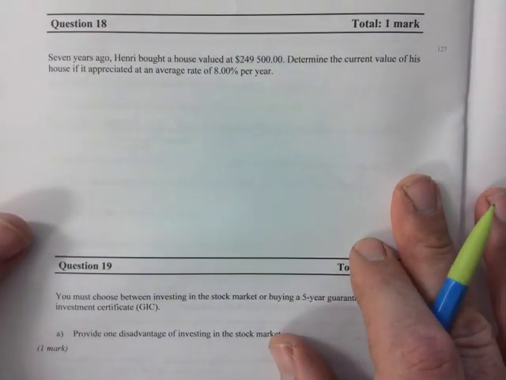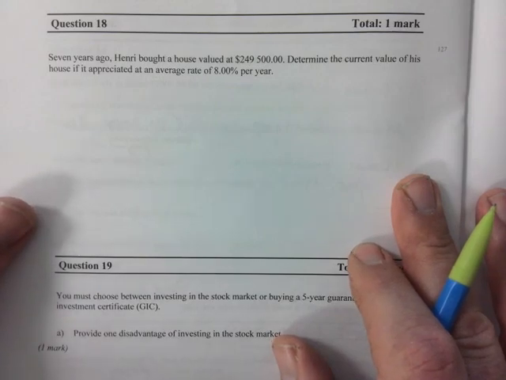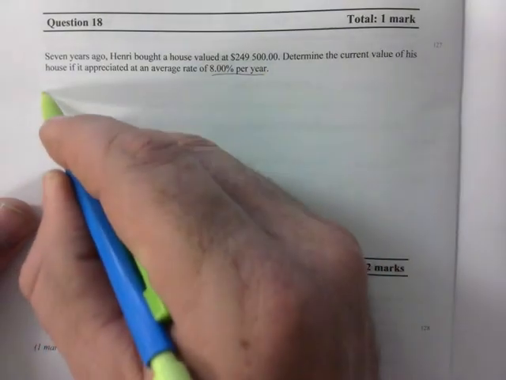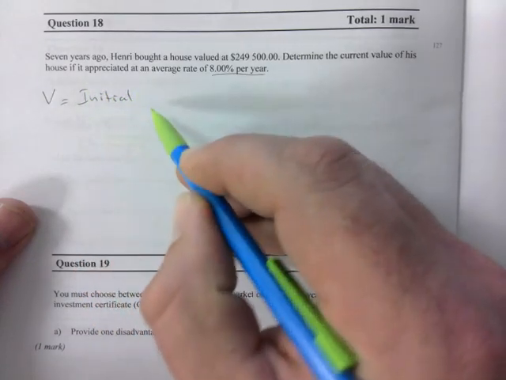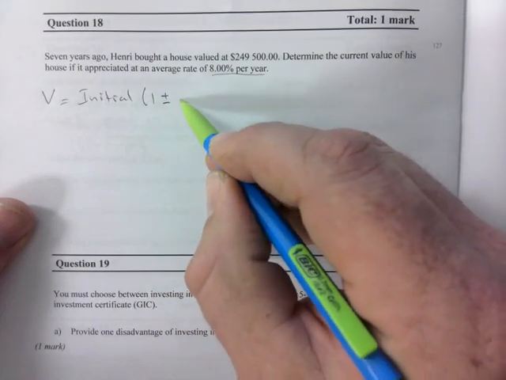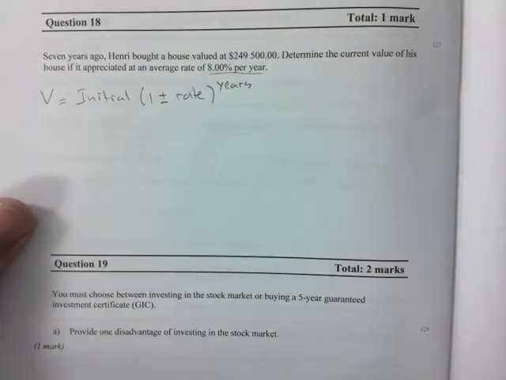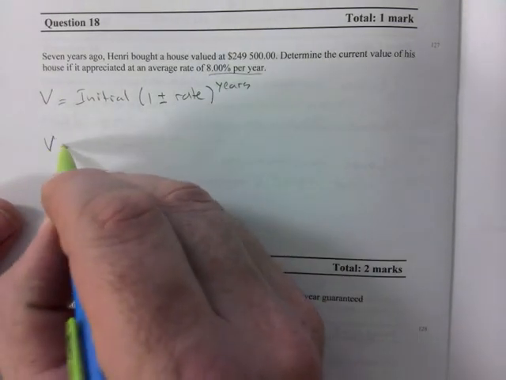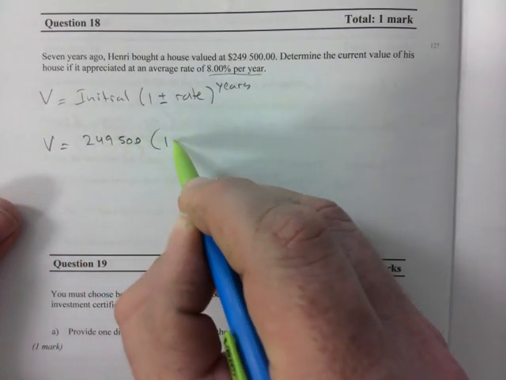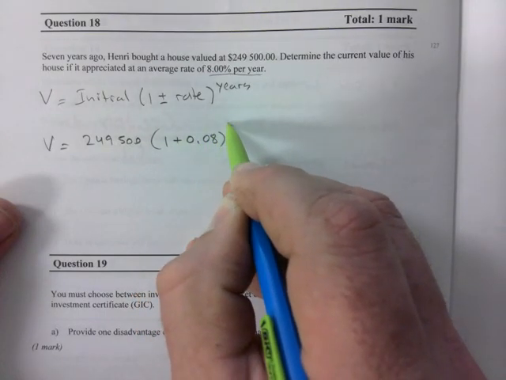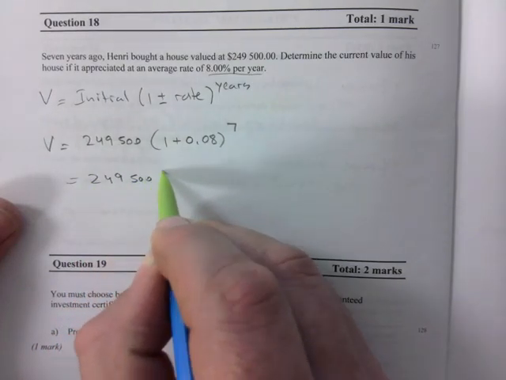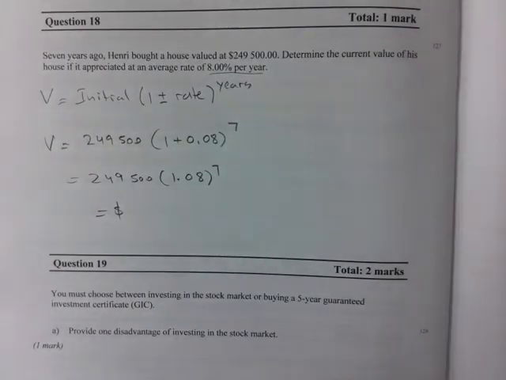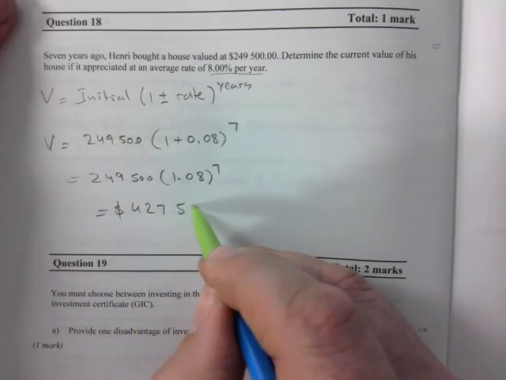Question 18. 7 years ago, Henry bought a house valued at $249,500. Determine the current value of his house if it appreciated at an average rate of 8% per year. So the value is the initial, 1 plus or minus the rate, to the power of years. Remember that if it's depreciation, you subtract the rate; if it's appreciation, you add. So in this case, it's 249,500 times 1 plus 0.08 to the power of 7. If you crunch those numbers, it's 427,599.16.